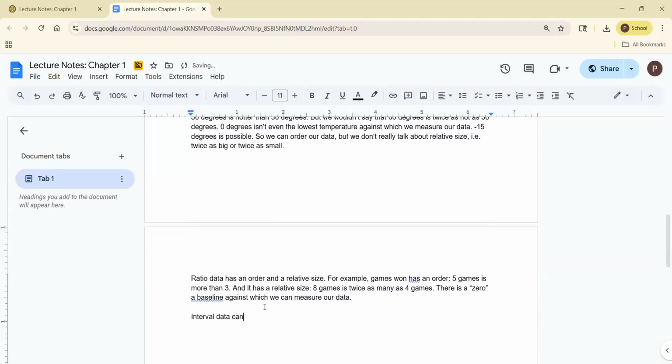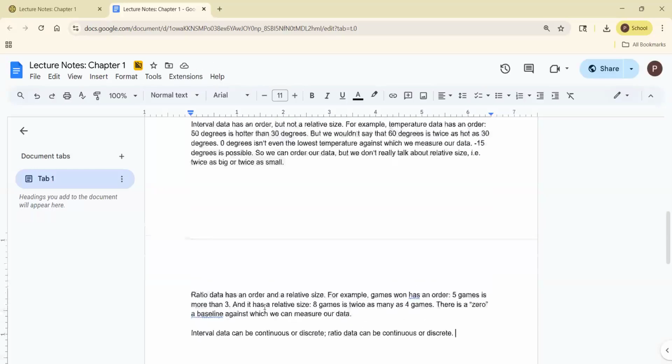Interval data can be continuous or discrete. Ratio data can be continuous or discrete. So it's not really a one-to-one match. It's just a different way to classify quantitative data.